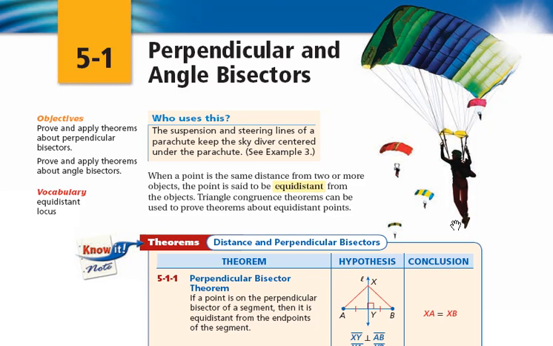First of all, one term here is something called equidistant. And it says when a point is the same distance from two or more objects, the point is said to be equidistant from the objects. And so basically we're talking about equal distances.